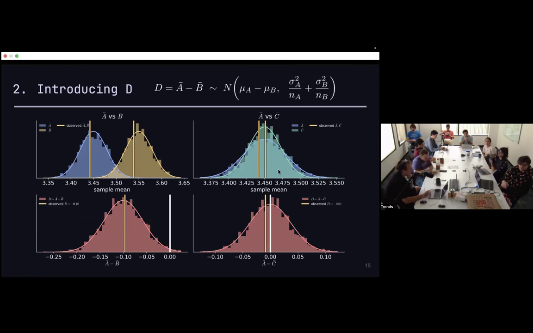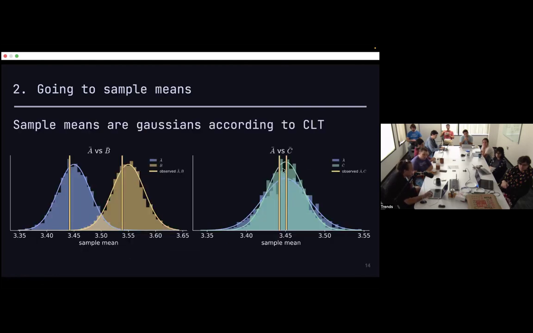On the other hand, on the right side, we see that when you compare A and C dice this way, you don't see that much difference. That's because they are more or less centered at the same mean, but they have different variances.